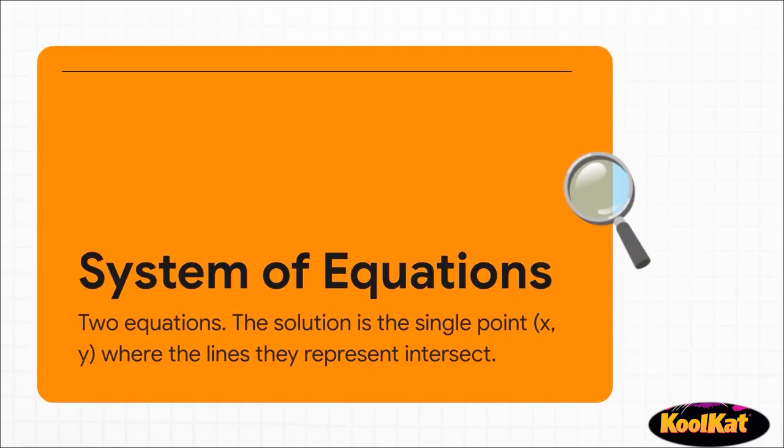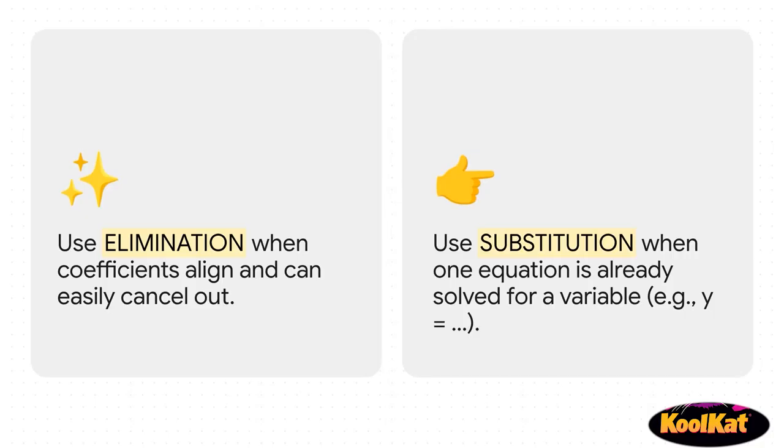Now, the official fancy math name for this is a system of equations. Sounds kind of intimidating, right? But like we just said, all it really means is finding that one coordinate, that single point x, y, where the two lines intersect. The meeting point. That's the whole game. Now, there are a couple of ways to find that meeting point.